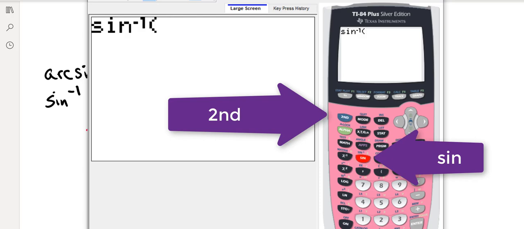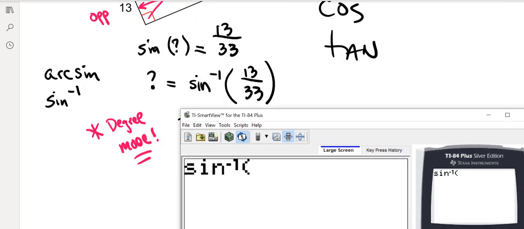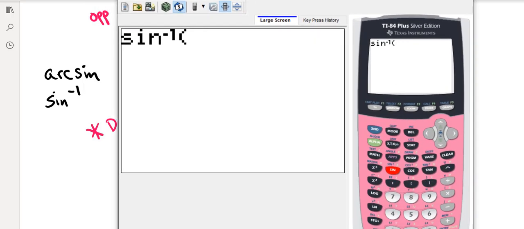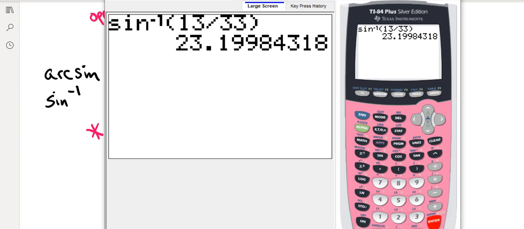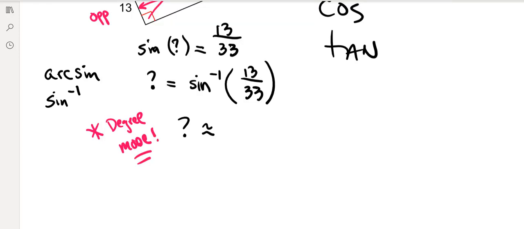And then we just type in the fraction, which was 13 over 33. So you type in the 13 over, divided by 33, and then you hit the parentheses, close that off. It's very important to make sure you close the parentheses off there. We get 23.199. So that is about 23 degrees. So we would say angle measurement of about 23, and we put the little degree symbol to notate that.